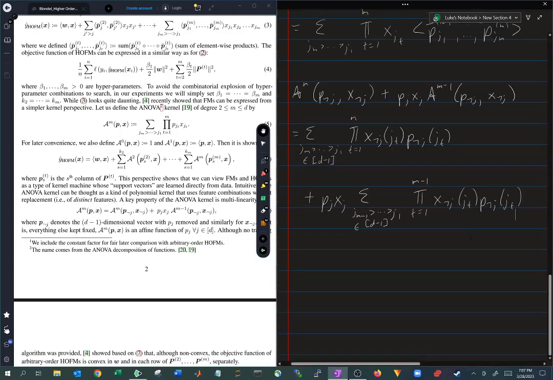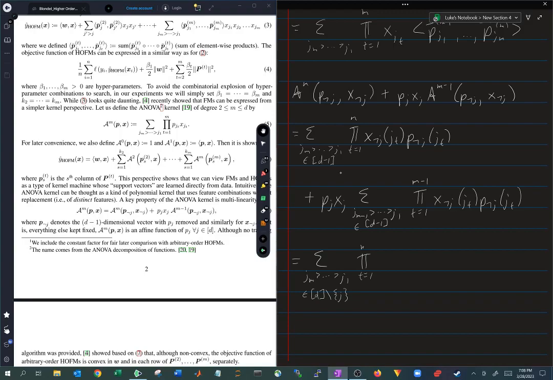Now this is equal to, and here we're going to do some reindexing. Instead of summing over indices between 1 and d minus 1, we're going to sum over all indices between 1 and d, but remove the index j. And so now we're taking the product not over x not j, but just over x itself: xjt, pjt.